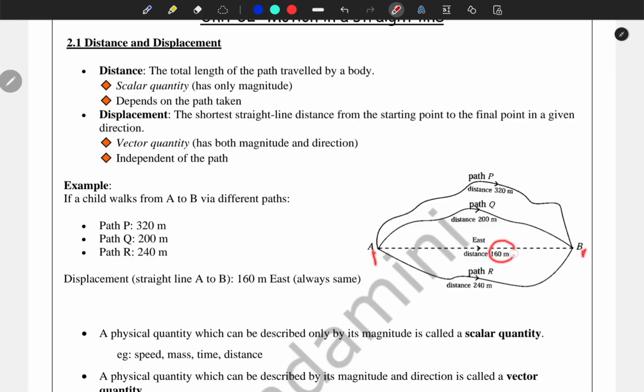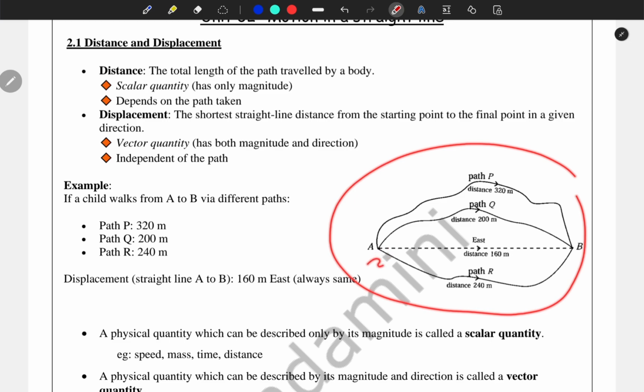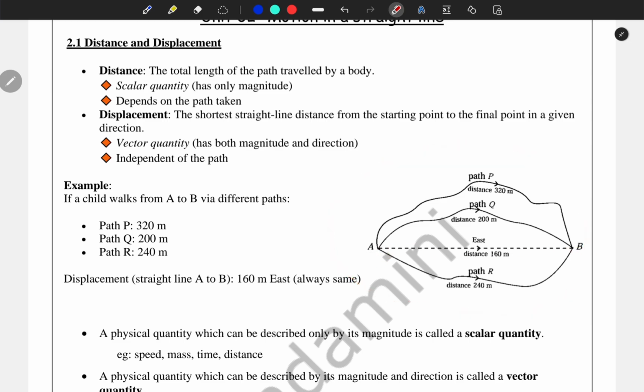The value that comes is 180 meters. So if you are asked about this path, from point A to B, what is the displacement? The displacement should be 180 meters. I think you guys can understand.